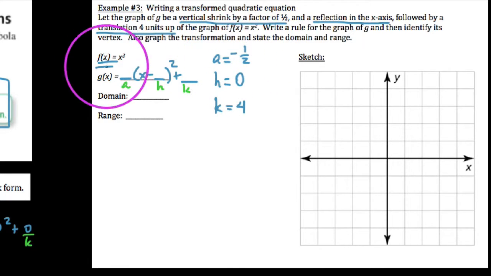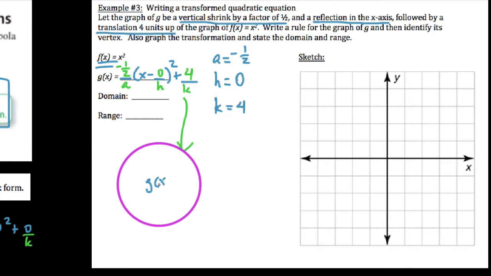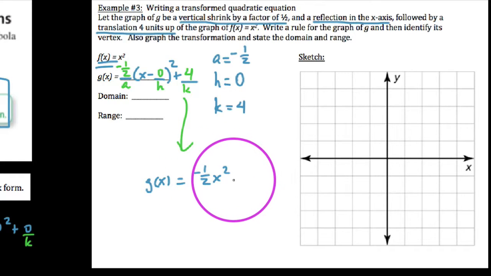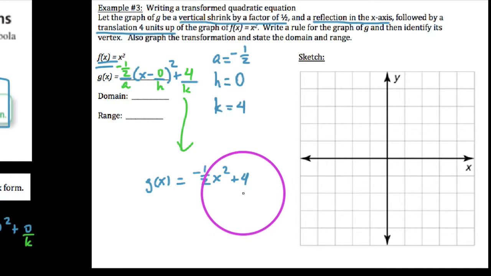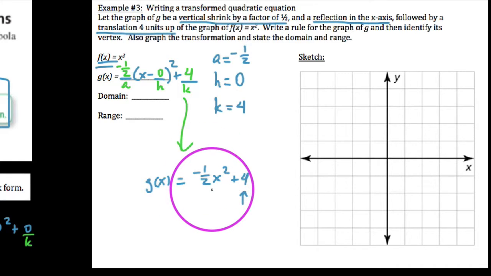So to write this transformation, really all we need to write is negative 1/2 (x minus 0) quantity squared plus 4. And just to let you know, yes, we can write g of x again, except this time just write it thusly. We say negative 1/2 of our x squared plus 4. So we have up 4, opens downward, and vertically shrunk by a factor of a half, okay?